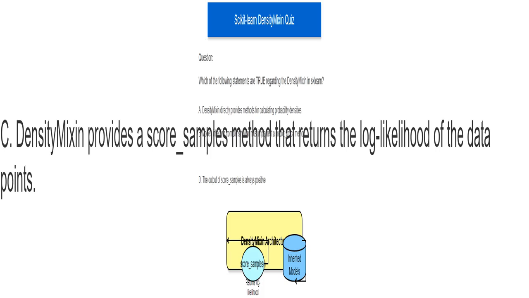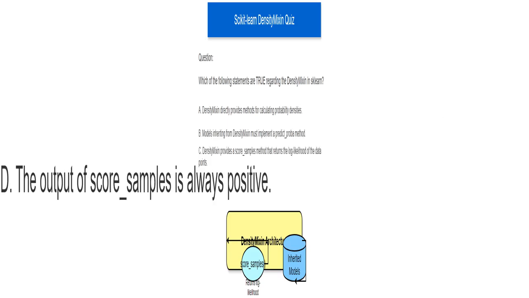sklearn method. I need to determine if this method is provided by DensityMixin and whether it returns the log likelihood. The log likelihood is a measure of how well a statistical model fits the data. A higher log likelihood indicates a better fit. This statement is about the output of the sklearn method. I need to know if the output is always a positive number. Remember, this method returns log likelihood values, which can be positive or negative.